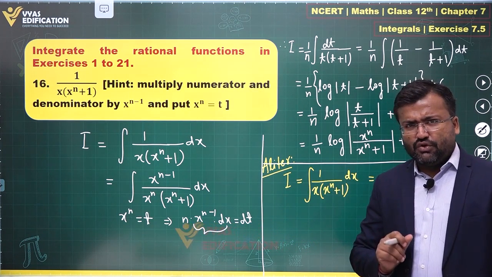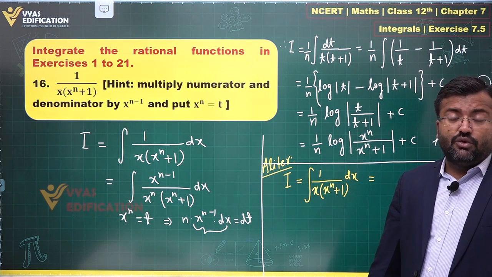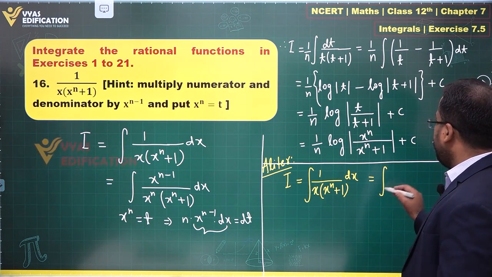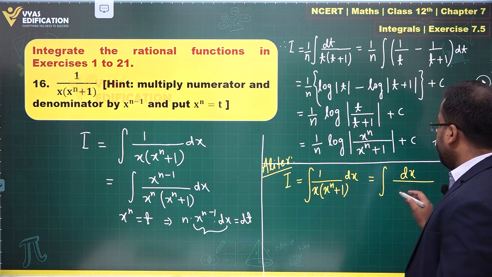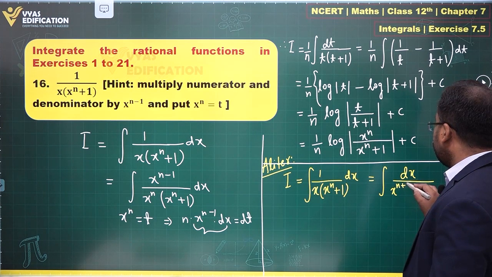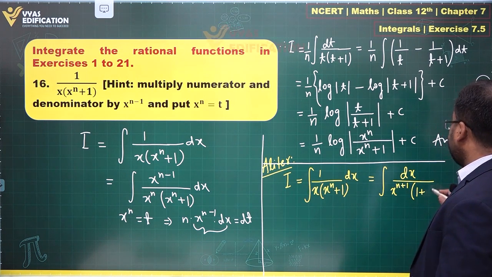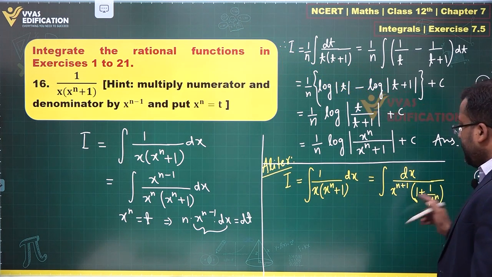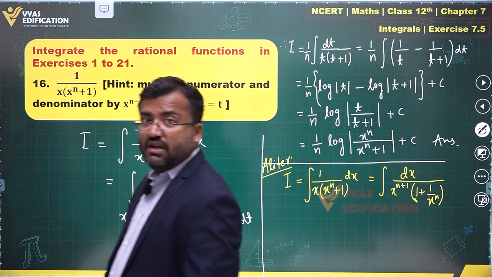So one simple approach would be, can you take this x power n common from here? So I want to take x power n common, and what does that give me? This is dx, which is okay. Taking x power n common, this becomes x power n plus 1, and this here is 1 plus 1 upon x power n. This is what you get. There was a 1 over there, so taking x power n common will give me this particular form. Is that okay?